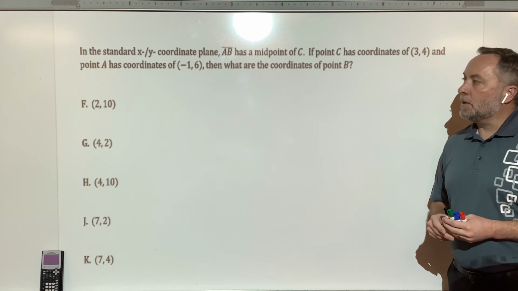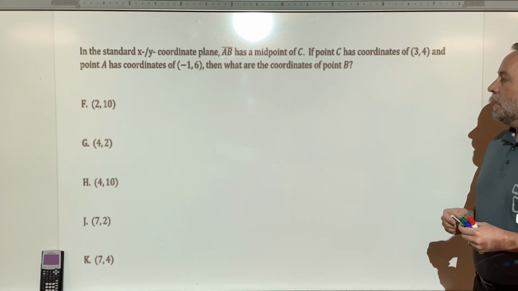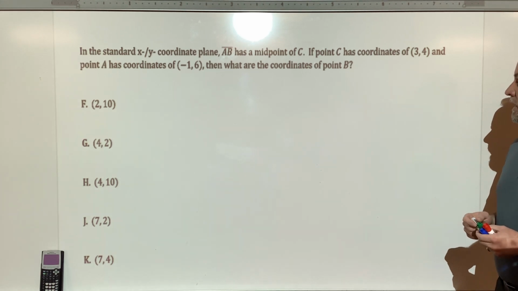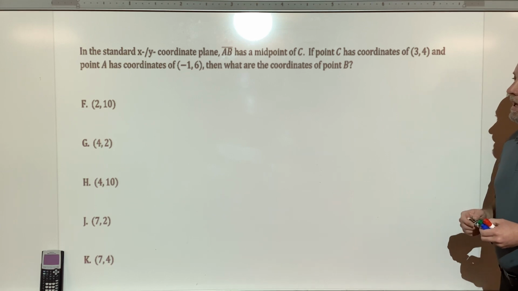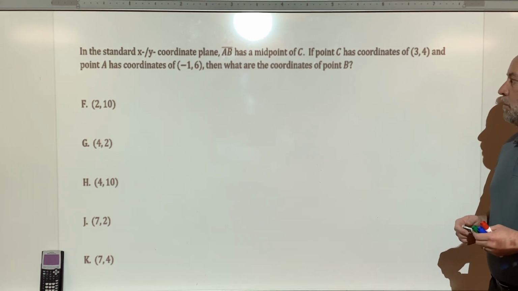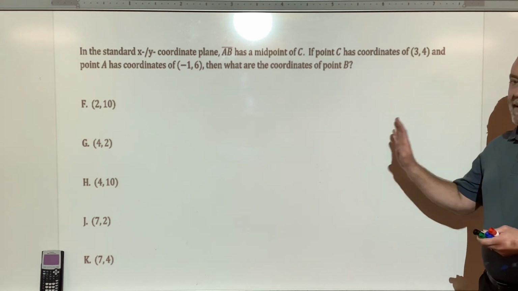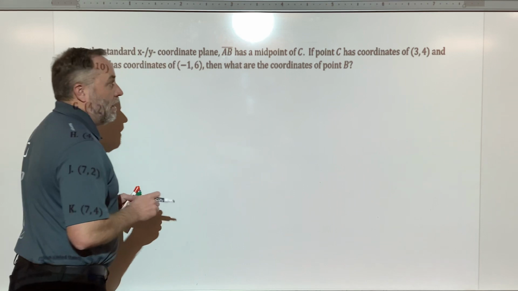This question is a coordinate geometry question. It says in the standard XY coordinate plane, AB has a midpoint of C. If point C has coordinates of 3, 4, and point A has coordinates of -1, 6, then what are the coordinates of point B? For these types of questions, it's often nice to get a picture drawn so you have a visual of what's happening.